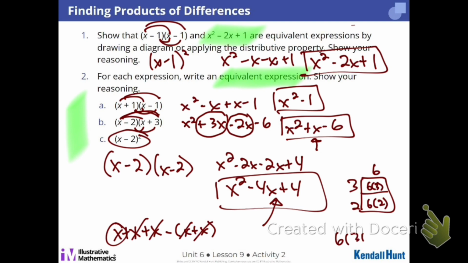6 times 3 plus 2. It's for the same reason. We can distribute across the parentheses. So it's that property that allows us to get it out of the parentheses and still be true. Okay, that's cool. That's a good question.